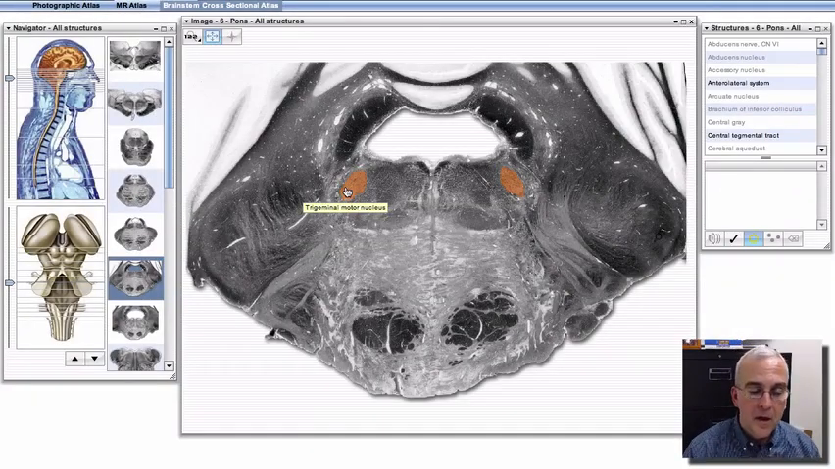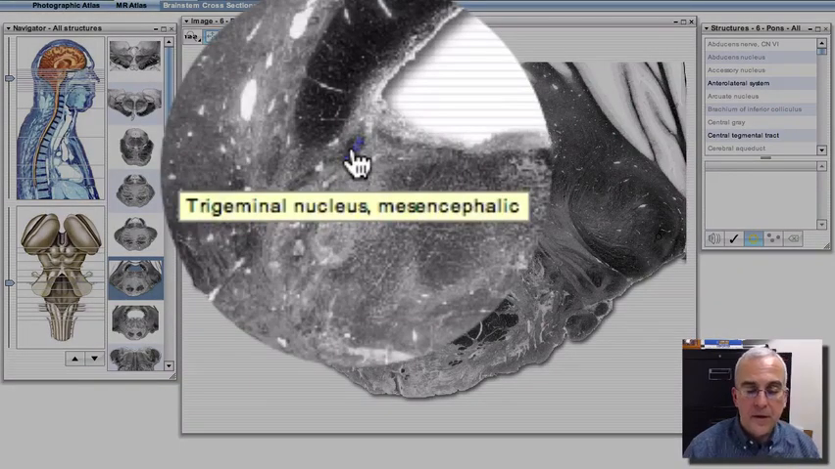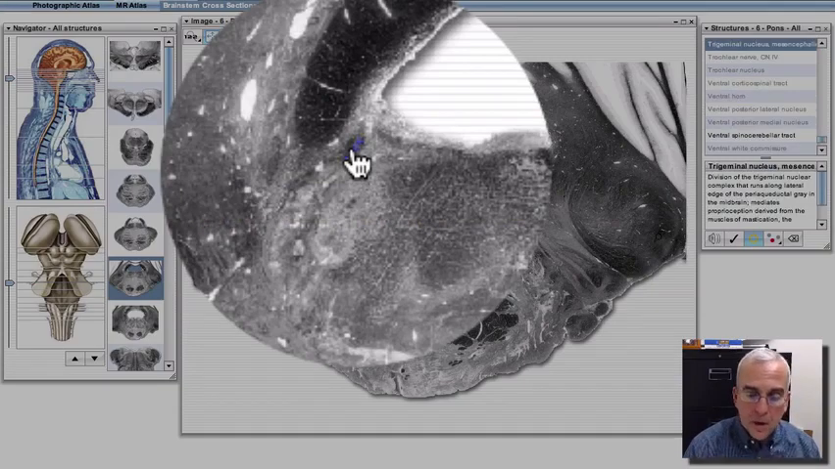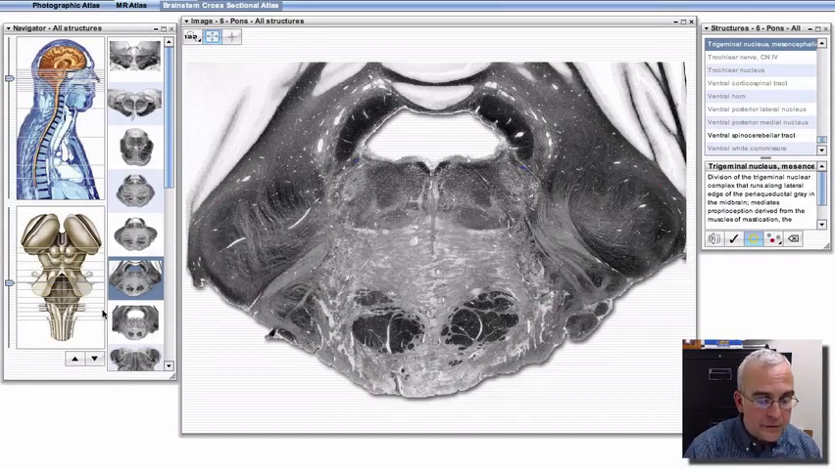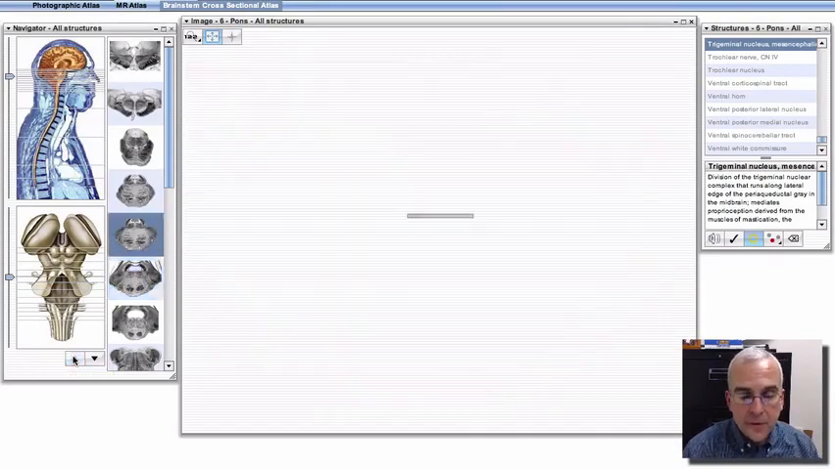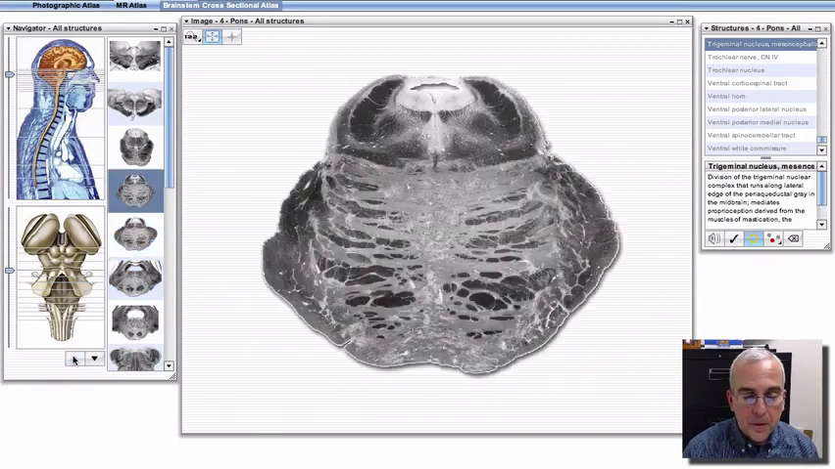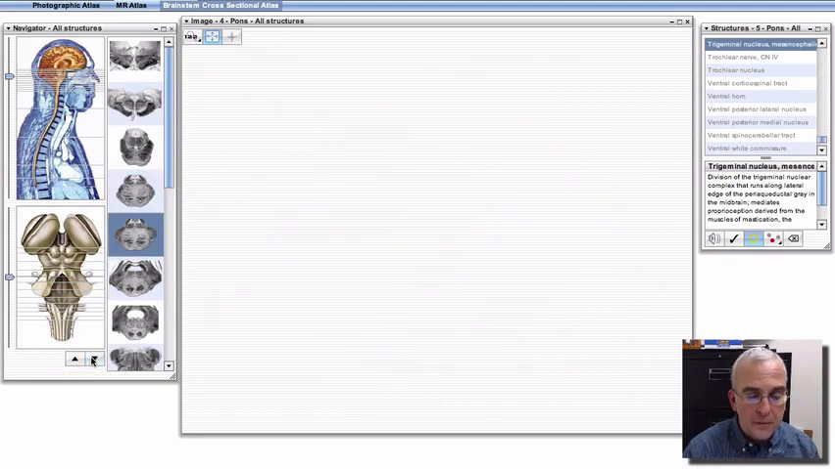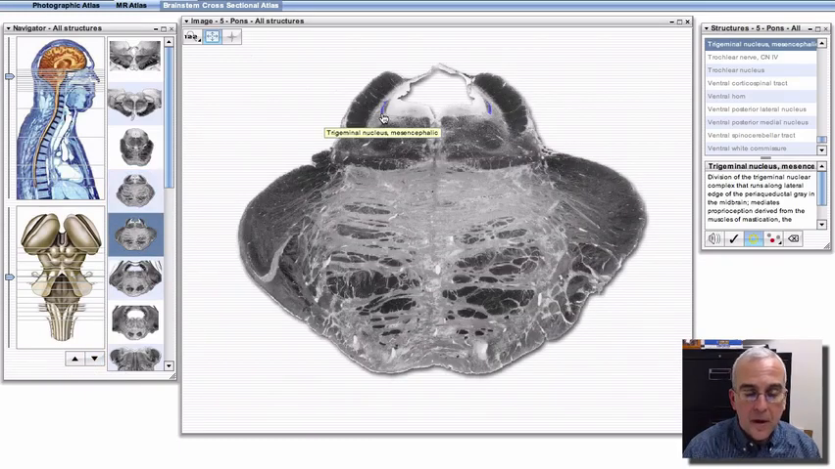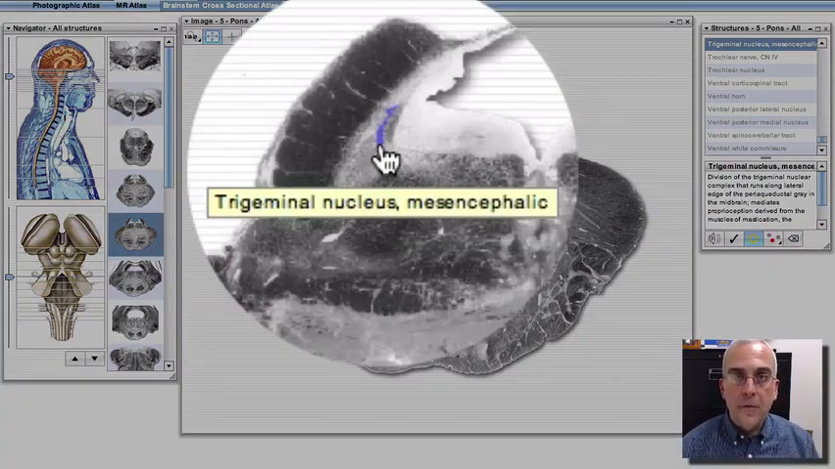Now, the mesencephalic nucleus actually begins at about this level. It's found right about in this region. Very small nucleus, but if I select it, we can recognize this nucleus as it runs in the superior direction, just along the lateral aspect of the gray matter that is just on the lateral margin of the fourth ventricle as it begins to close off into the cerebral peduncle.